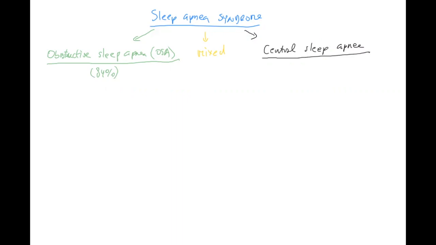Well, this one is very rare, like 1% only. And the mixed one, the combination of both, is like 15%. Okay. But we will talk about obstructive sleep apnea and central sleep apnea and the differences. So, what's the cause of obstructive sleep apnea?